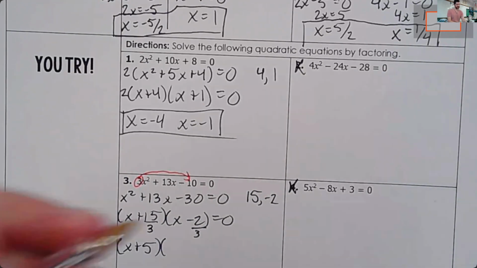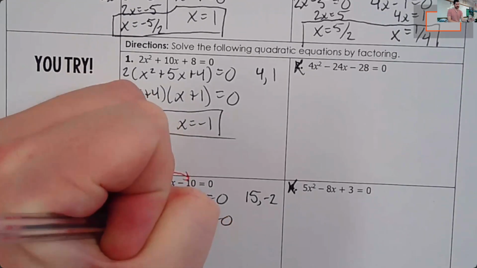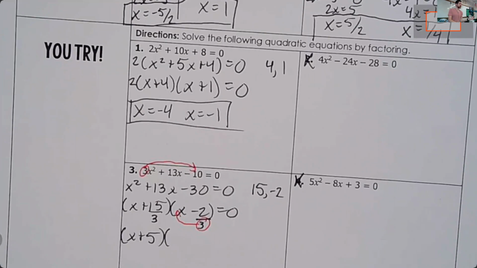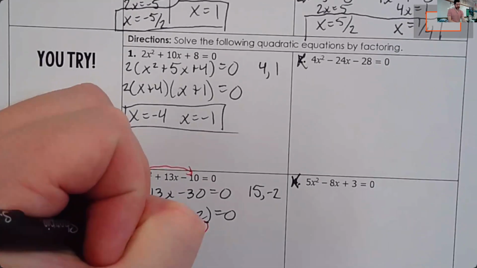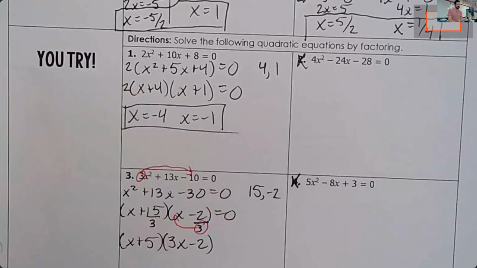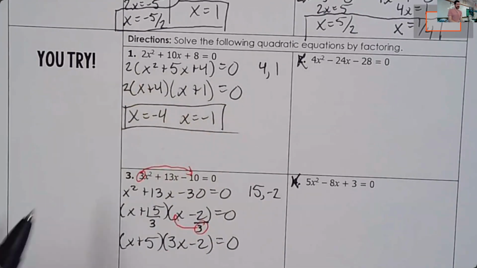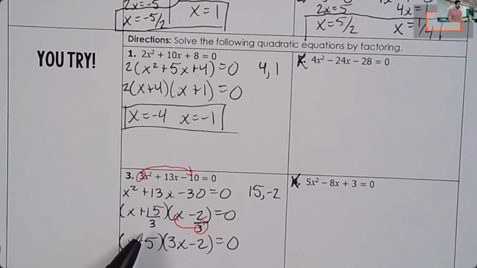3x minus 2. Slide the denominator in front of the x. That fraction does not reduce, so that would be 3x minus 2. Now, our answer here should end up being the opposite of that fraction, so we should get a positive 2/3 for x when we solve this. And over here, our answer should be the opposite of 15/3, which would be -5.